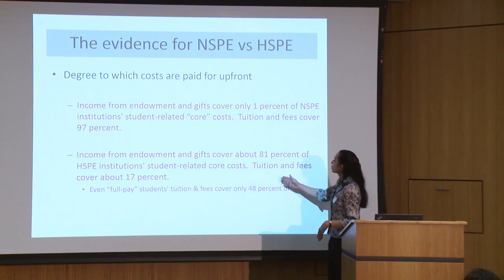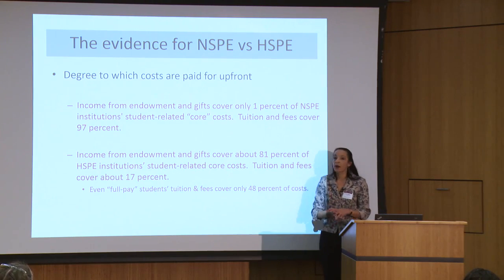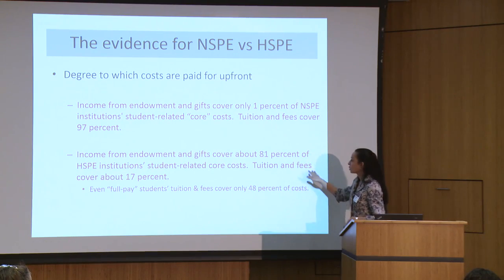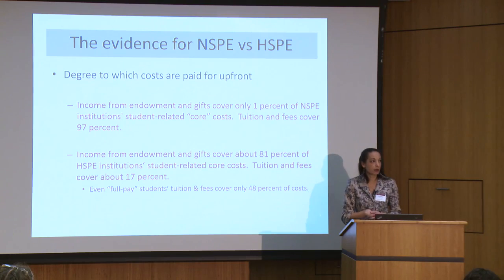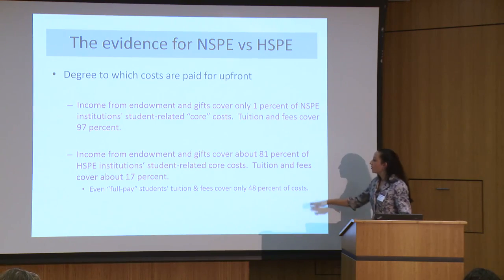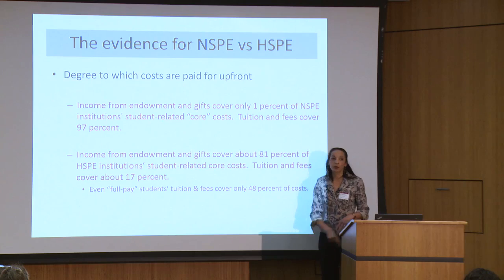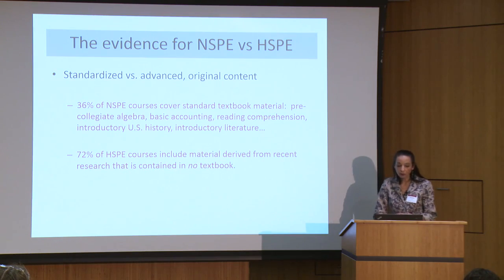If you look at our institutions, I've already said this, basically, income from endowments and gifts covers about 81% of the cost of an undergraduate education, and tuition and fees are about 17%, and then there's some other sources that make up the rest. Okay, that's on average for the highly selective post-secondary sector. And even our full-pay students, in other words, the ones who are getting no financial aid at all, are covering only about 48% of the cost of their education on average in our sector.